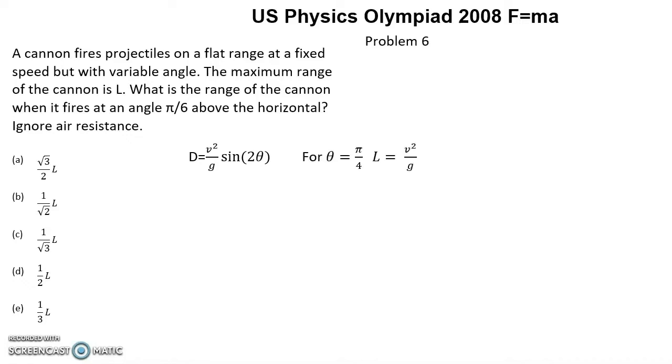And what happens when we have angle pi over 6? In that case, we have D equals V squared over G multiplied by sine pi over 3, which is root 3 over 2. So it means that the total solution will be root 3 over 2 big L, which is A, the correct answer.